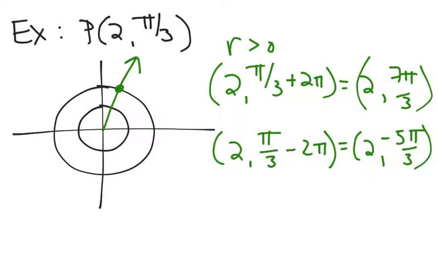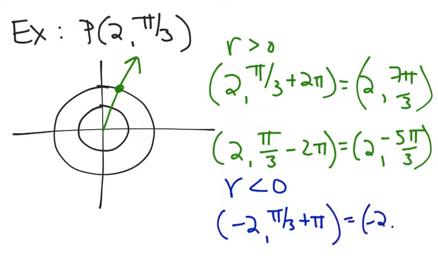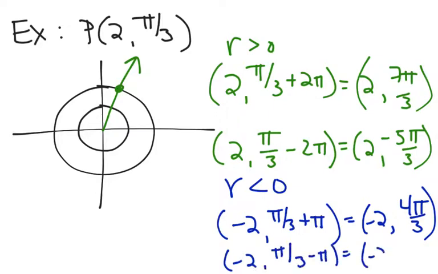If, however, I change r to be less than 0, that means I make r negative 2, then instead of adding and subtracting 2 pi, I'm going to add or subtract 1 pi, because remember that when you graph that radius, when it's negative, you go in the opposite direction. It's a 1 pi difference between the 2 points. So this one would be at negative 2, 4 pi over 3. Or you could have done 2 pi over 3 minus pi, in which case we'd be at negative 2, negative pi over 3.